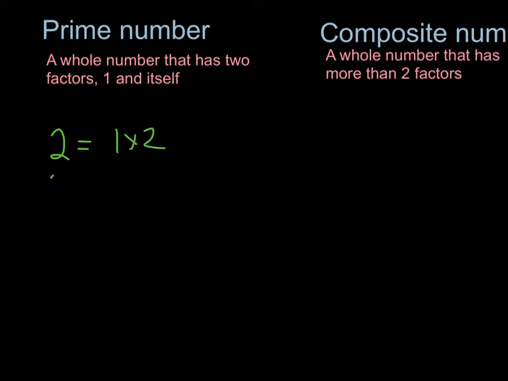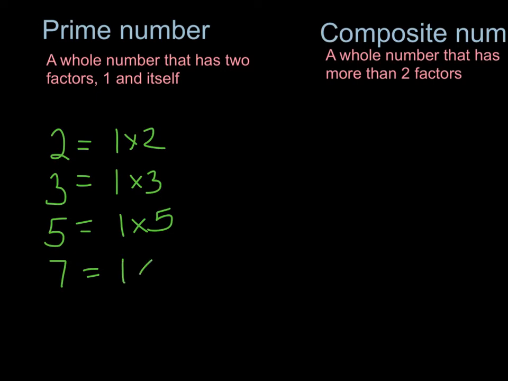Okay? 3 would be a prime number because 1 times 3 are the factors, and there aren't any other factors that I can use to get to 3. 4 would not be, and we'll see why in a second, but 5 will be because 1 times 5 are the factors. 1 and 5 are the factors of 5. 7 would be another one. 1 and 7 are the only factors I can use to get to 7.